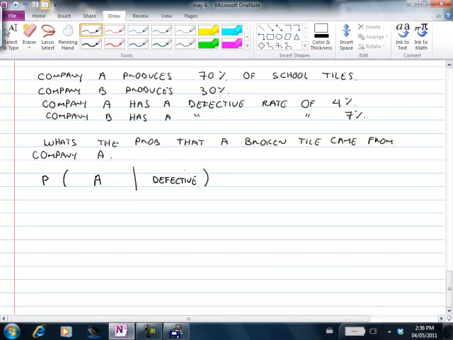Right off the bat, write down the formula. I set it up, now you write down the formula. It matters because it says, what's the probability that a broken tile came from company A? That means you have a broken tile, given that it's broken. That's where you've got to be careful. So therefore, what's the formula going to be? P over P defective.